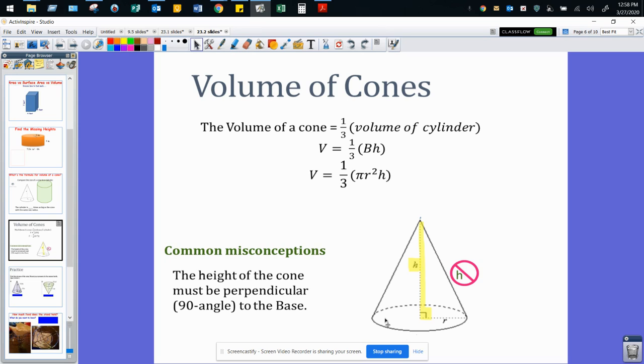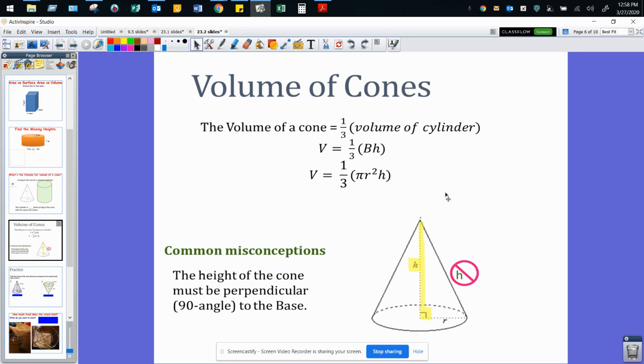So because the bottom of a cone is actually a circle, we've got to use pi r squared to get that area for a circle, and then multiply it times the height of the cone, and then multiply that times 1/3 or divide by 3, again, however you want to think of it, to get the volume of a cone.